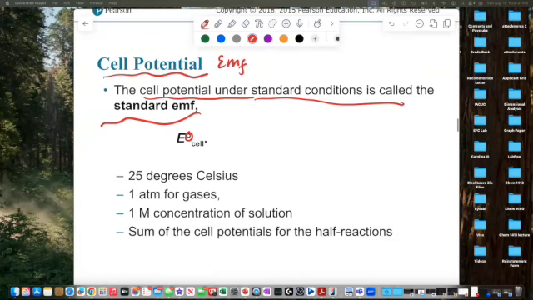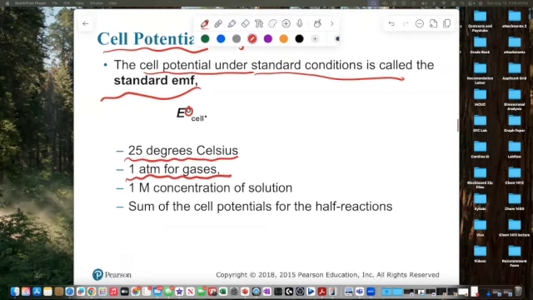What are these understood conditions? The temperature has to be 25 degrees Celsius. If you're dealing with a gas, it has to be a pure gas with a pressure of 1 atmosphere. If you're dealing with a solution, to get the numbers they got, the solution has to be a 1 molar concentration.